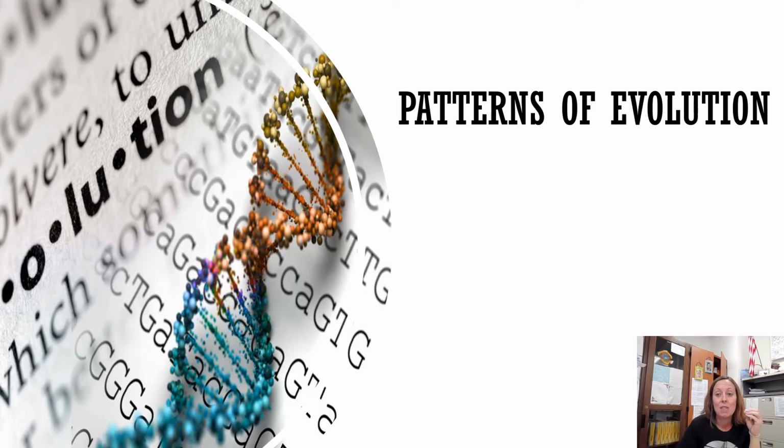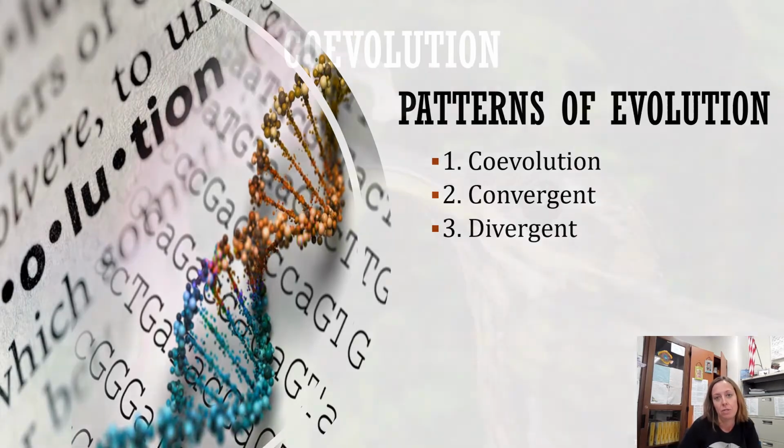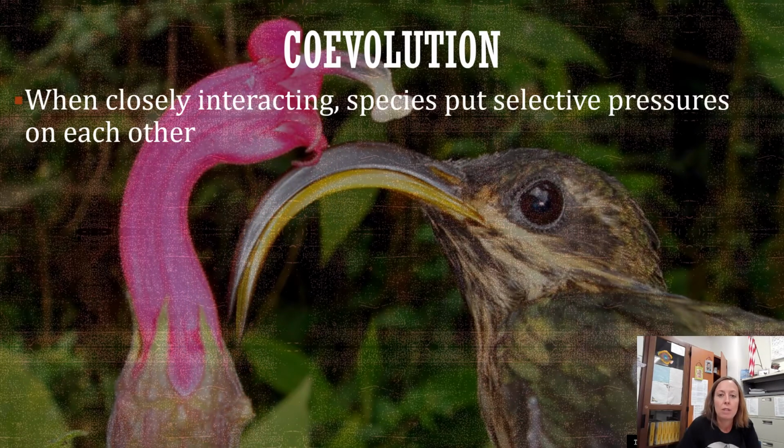All right, so there are patterns of evolution, or ways evolution will occur. The first one is coevolution, second convergent evolution, and then divergent evolution. So coevolution is when closely interacting species are going to put selective pressure on each other. Look at the picture back there, right? It's got a bird and a flower.